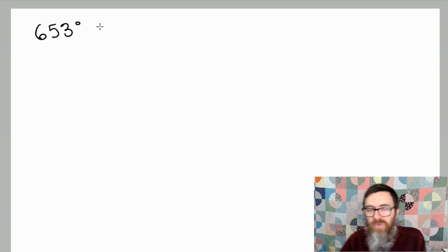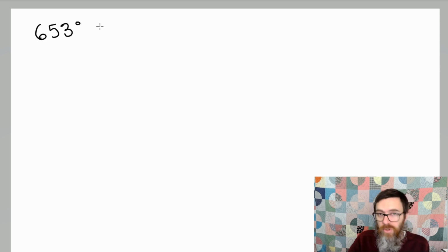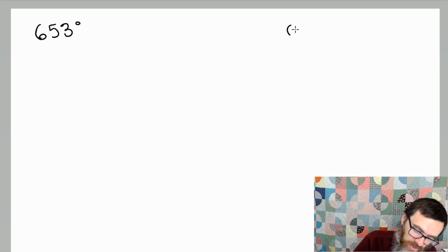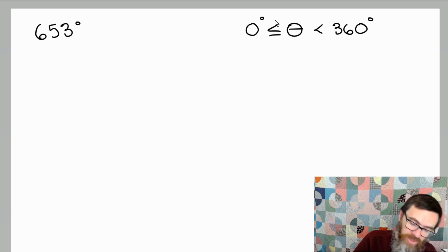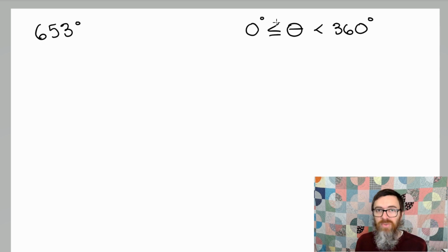And what I want to do is find the coterminal angle of least positive degree that is coterminal to 653 degrees. So basically, we need to add or subtract 360 degrees until we get to an angle measure, theta, that is less than 360 but greater than or equal to 0 degrees. So right now 653 is too big, right?